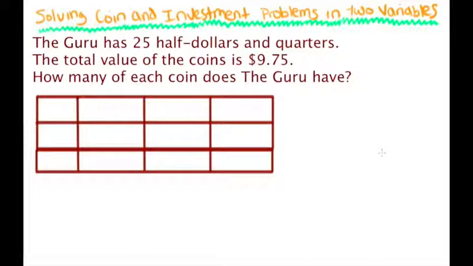This lesson is on solving coin and investment problems in two variables. So we're going to solve coin problems and investment problems like stocks and stuff with two variables, basically using a system of equations. So let's go to our first problem.